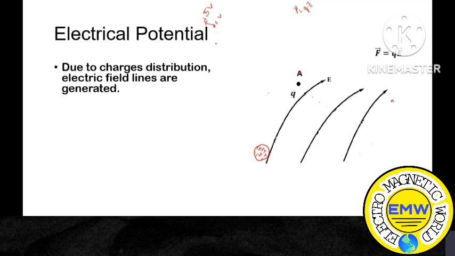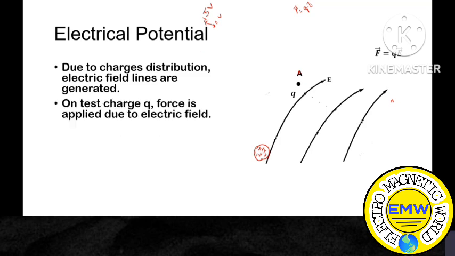So on a trace charge Q, the force is applied due to the electrical field lines. That depends upon how the trace charge is moving, because we need to move the trace charge in the opposite direction. So in the opposite direction the force is applied, and that force has the value of negative F, because we are moving in the opposite direction, not in the same direction. If you are going in the same direction, then it will be a positive force.